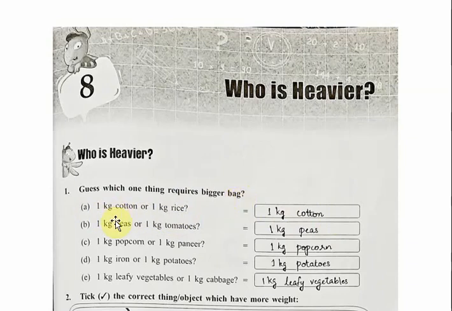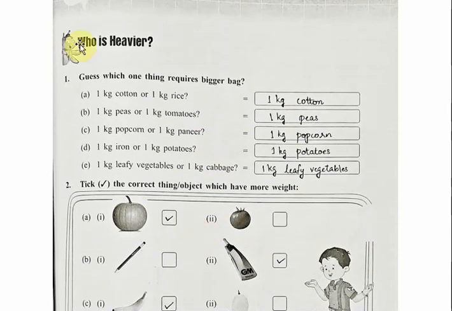Next one, see, 1 kilogram peas or 1 kilogram tomato, which requires a bigger bag. You know that peas is lighter than that of tomatoes. If you purchase 1 kilogram tomatoes, you will get maximum of 15 tomatoes, medium sized tomato. But 1 kilogram peas, it will be more. And the peas is lighter than that of tomato. Even though quantity is same, the weight of peas is less than that of tomato. So peas requires a bigger bag. So write here 1 kilogram peas.